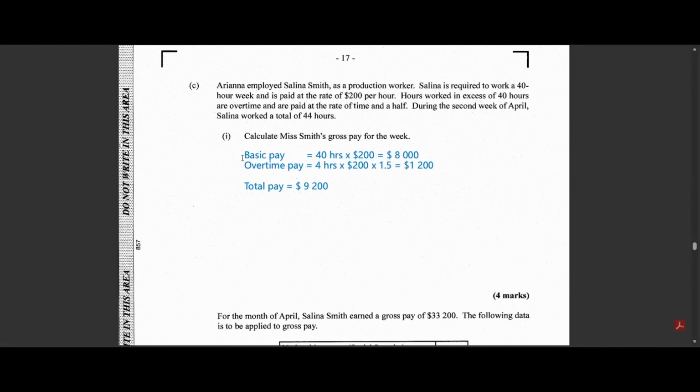Well, gross pay includes basic pay plus overtime. Let's check out her basic pay. Basic pay, 40 hours, work week. Basic rate is 200, so 40 by 200. Overtime is 4 hours by 200 by 1.5, which is going to give us 1,200. So her total gross pay will be the basic pay plus the overtime to give us a total of 9,200. 4 marks there, guys. Good. Moving on.